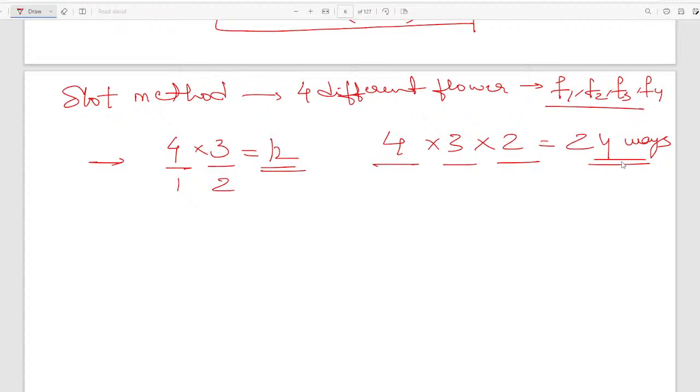Is this clear, Diti? Okay. So if you have any doubts till now, please ask, or else we'll move to the next section.